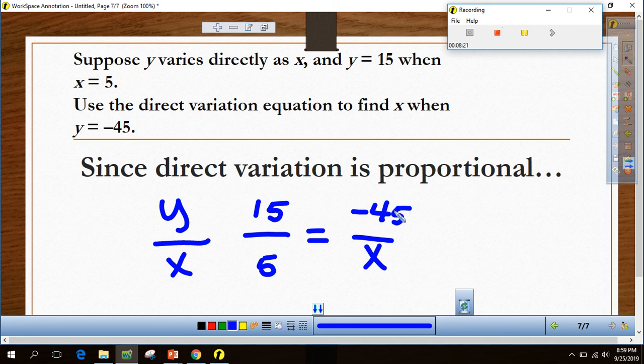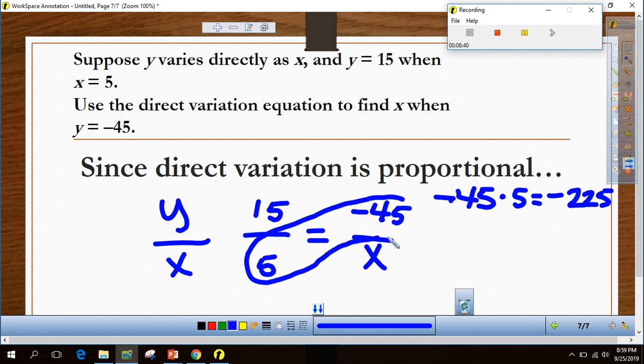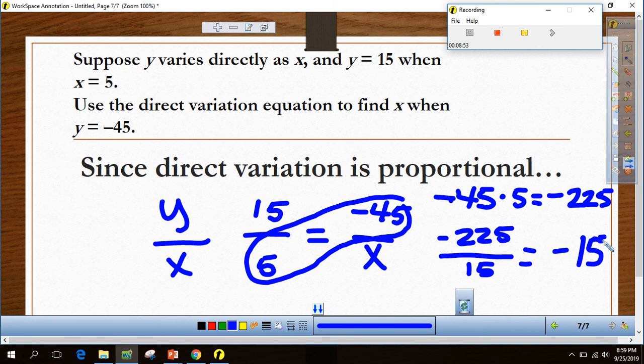Now I can cross multiply and divide, so I'm going to say negative 45 times 5, and when I do that, I get negative 225. And then to divide, I just cross multiplied these two numbers together. So I'm left with my 15 over here, so I say negative 225 divided by 15 gives me a negative 15. And that was the same answer that we got earlier by setting up our direct variation equation. So unless it asks you for that specific direct variation equation, you can always solve it by just setting up a proportion.